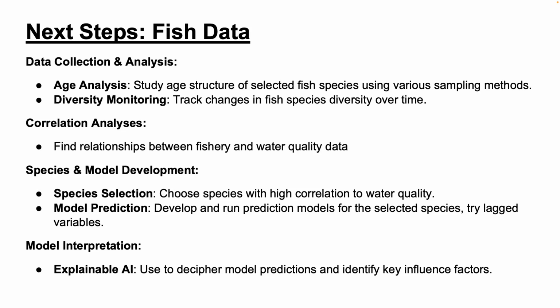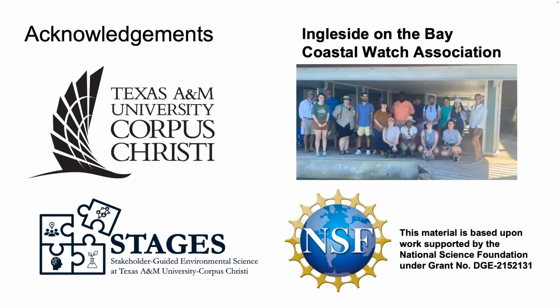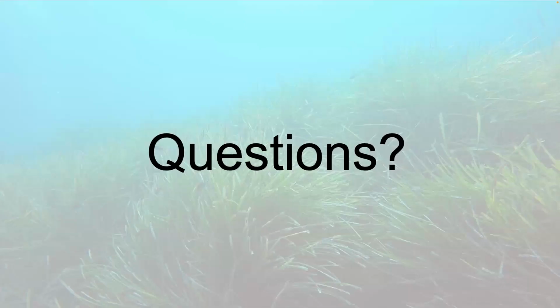So how that might help us with our lagged variables. And we hope to maybe use explainable AI to decipher our model predictions and identify key influencers. We want to thank Stages, obviously, for allowing us the time and tools to do this, and then Ingleside on the Bay Coastal Watch Association as our very interactive stakeholder in helping us with this project, informing our questions. And now we'll take questions.